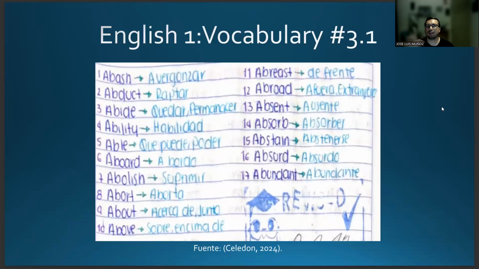More vocabulary we will have: abash, avergonzar; abduct, raptar; abide, quedar, permanecer; ability, habilidad; able, que puede, poder; aboard, a bordo; abolish, oprimir; about, cerca de; above, sobre, encima de; abroad, afuera, extraño; absent, ausente; absorb, absorber; abstain, abstenerse; absurd, absurdo; abundant, abundante.